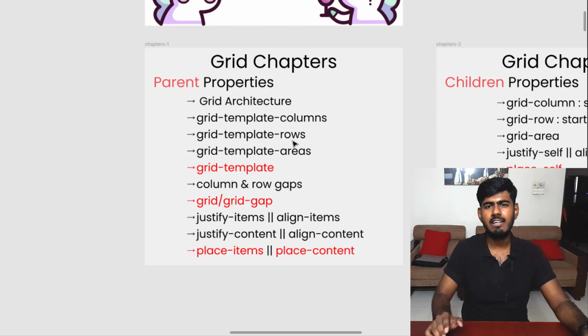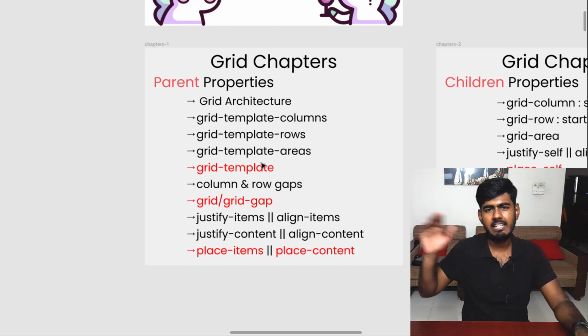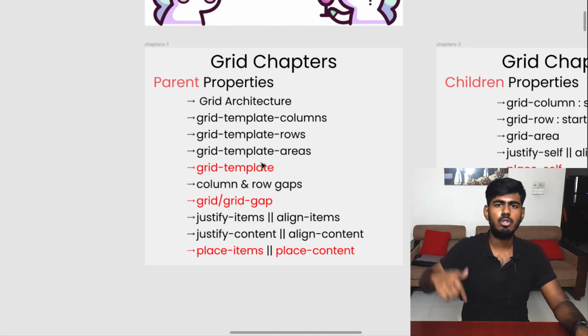I have divided the entire grid properties into two sections: parent properties and children properties. Okay? By the way, this entire video is divided into chapters. Timestamps are given in the description down below so that you can access any property at any moment you want.